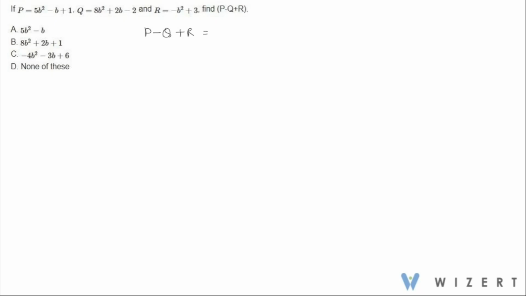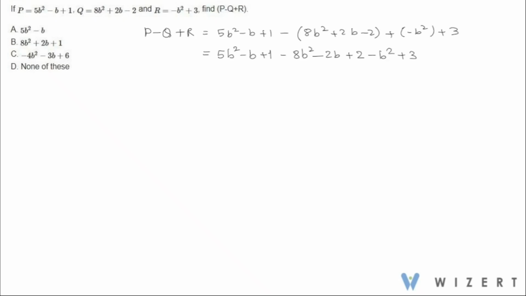So we'll simply substitute the values of these expressions here. So 5b square minus b plus 1 minus 8b square plus 2b minus 2 plus minus b square plus 3. So this will be, let's open the brackets here, 5b square minus b plus 1 minus 8b square minus of plus 2b, minus of minus 2, minus b square plus 3.